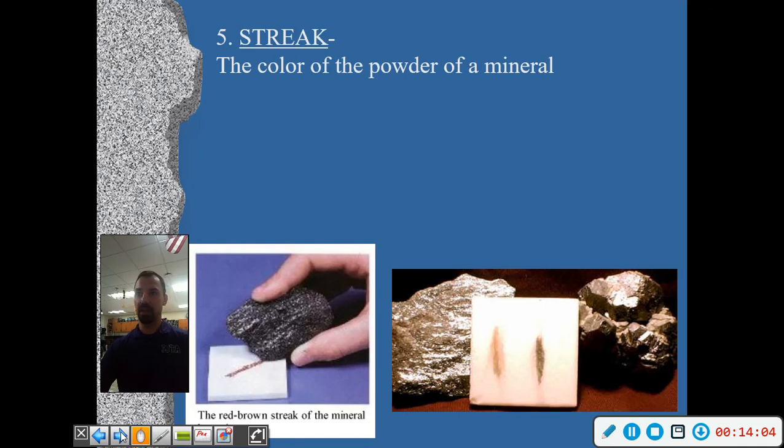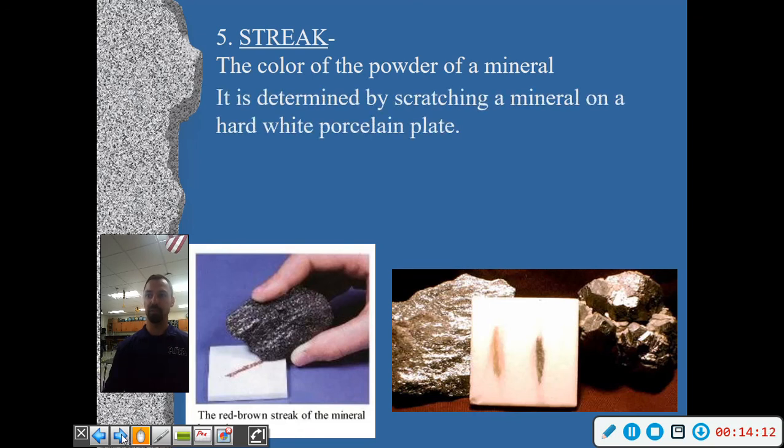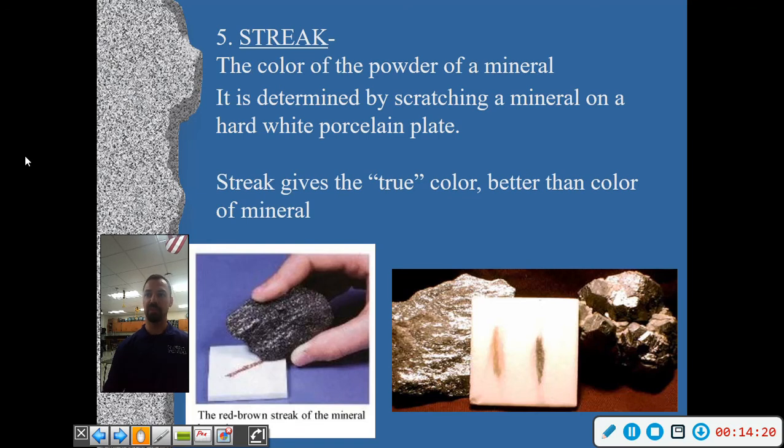All right, streak, that's the color of the powder of the mineral. What we use is a white porcelain tile plate. We scratch the mineral on the white porcelain plate and record the color that we see. So this is a more true color. It's better than the color of the mineral because it's unique. You could have a green mineral that shows a green streak, and then you could have another green mineral that actually has a white streak. So it's an identifying property that we can use to help us in our identification. And again, in conjunction with all the other tests, we can get a more concrete answer.